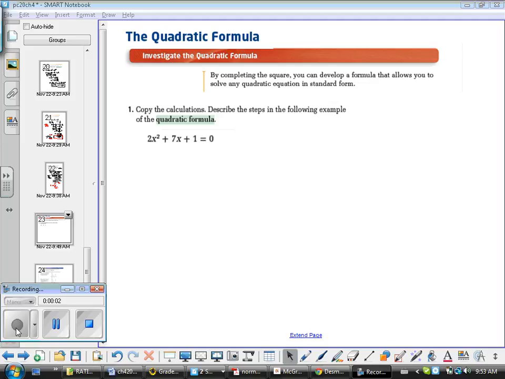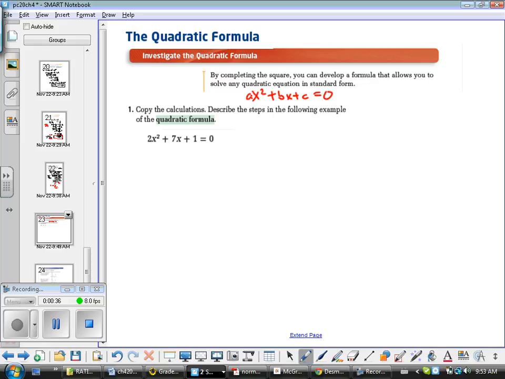This is section 4.4, and we're going to do something really nice here. We're going to develop a quadratic formula, and we can use this for any quadratic equation. If you can write it in the form ax squared plus bx plus c, you can solve it very quickly using this formula. Sometimes people will factor because it's easy, or they'll complete the square, but if you ever get frustrated and can't find your solutions, this works every time. So copy the calculations, and describe the steps in the following example.